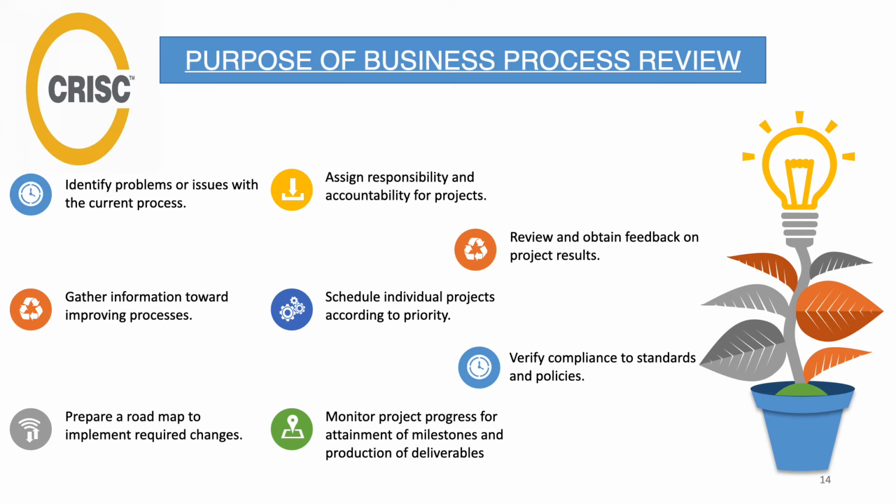So the goal of the business process review is to determine how to, as we have discussed earlier, identify difficulties or problems with the present process, collect data to help with the process improvement, create a roadmap to carry out the necessary modification, give projects ownership and accountability, schedule each project in accordance with its priorities, and at last review and get feedback on the project result. Monitor project progress for achieving milestones and producing deliverables and confirm compliance with the standards and the rules. Right? Moving further ahead, steps of the business process review.